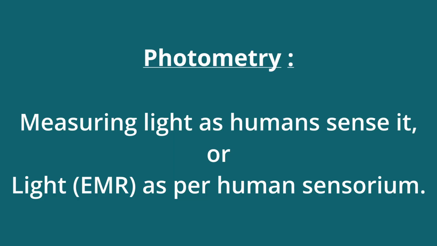In photometry, an amount of bias is given to each measured wavelength based on the reaction of a typical or an average human eye. This, of course, requires defining an average or a typical observer. If you want to know more about this, I have included a link to an article from the ASM network in the description below. So, in short, photometry measures light as we sense it, or light as per human sensorium, not just the number of photons a light source emits.